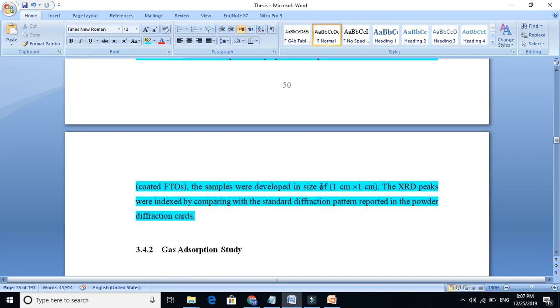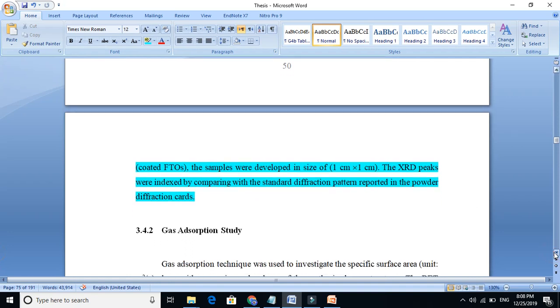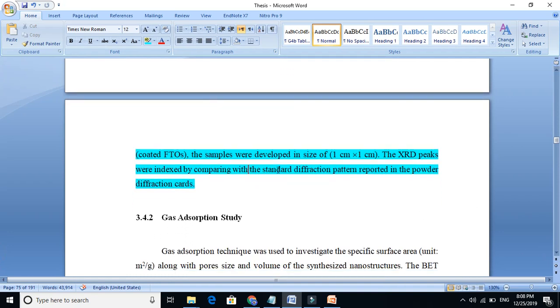The samples were developed in this size. We made the sample on the FTO, and the dimension was 1 cm². One side was 1 cm, the other side was 1 cm. The XRD peaks were indexed by comparing with the standard. When we get the result, we compare the data with the standard diffraction pattern, which is reported in the powder diffraction card. All the data is available. So you just compare your result, and it will show you whether your material is titania, tin oxide or zinc oxide, because the standard peaks of every material are available in powder diffraction cards.